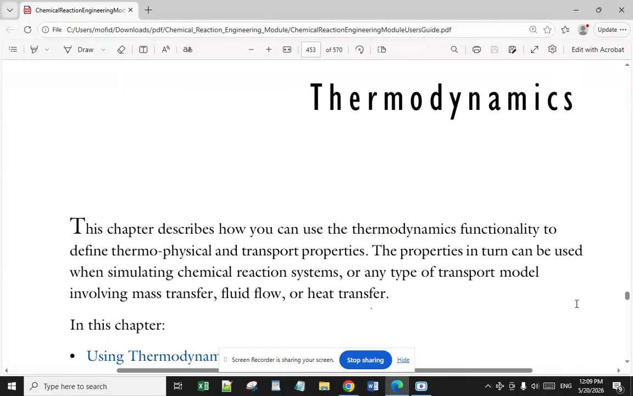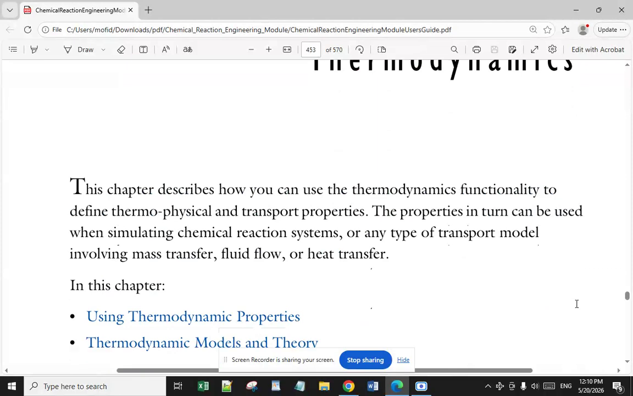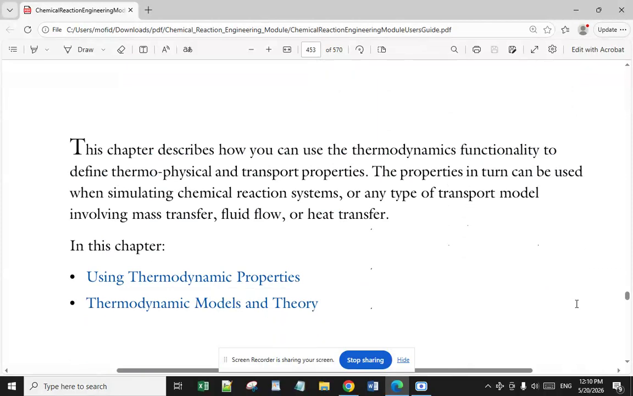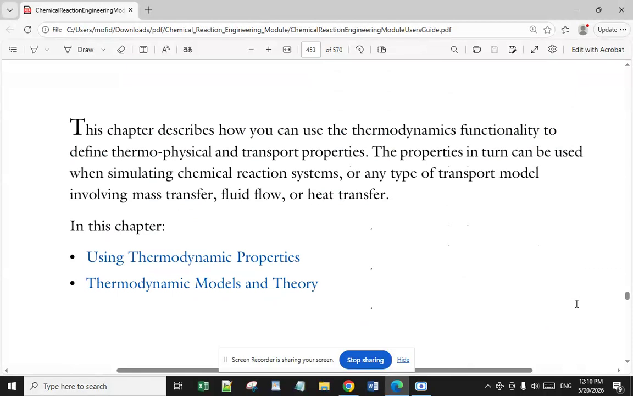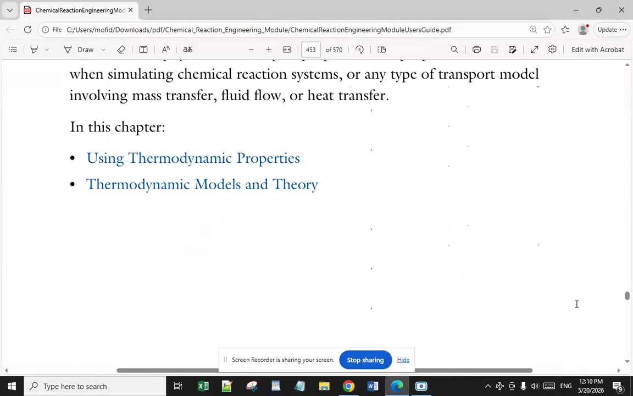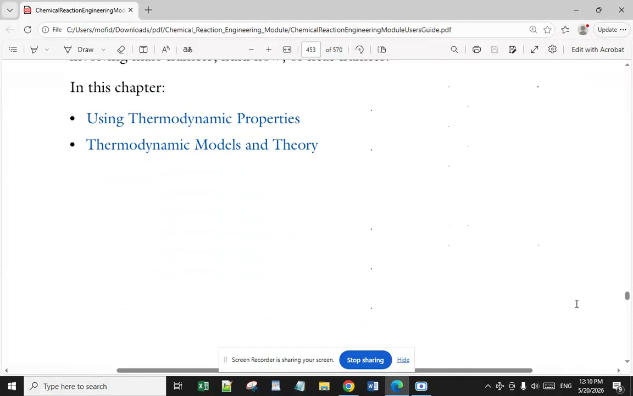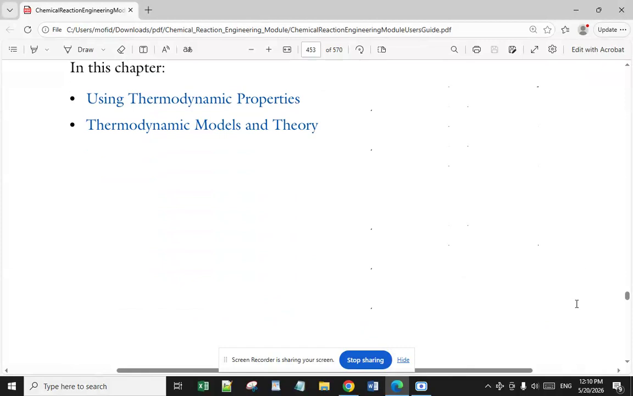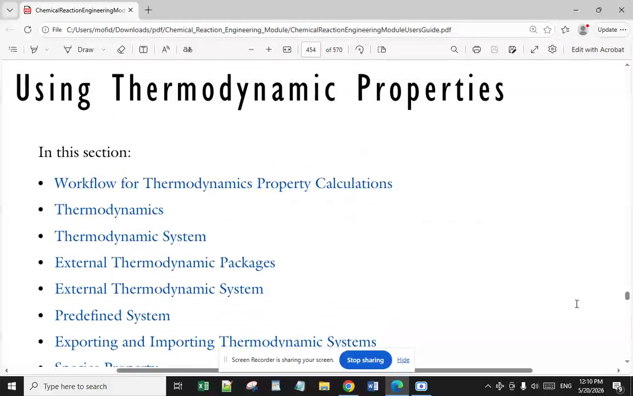This chapter describes how you can use thermodynamics functionality to define thermophysical and transport properties. The properties in turn can be used when simulating chemical reaction systems or any type of transport model involving mass transfer, fluid flow, or heat transfer. In this chapter, we want to go through using thermodynamic properties and also thermodynamic models and theories. Now I want to go through using thermodynamic properties.